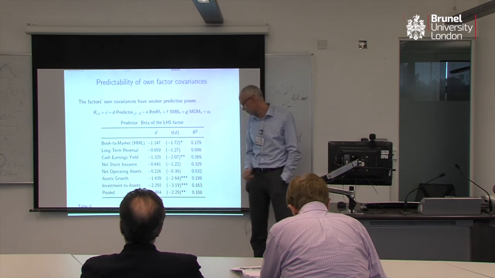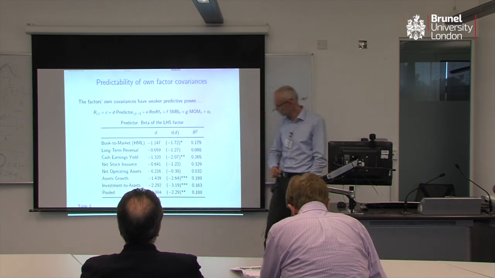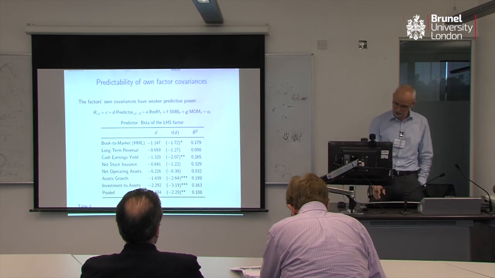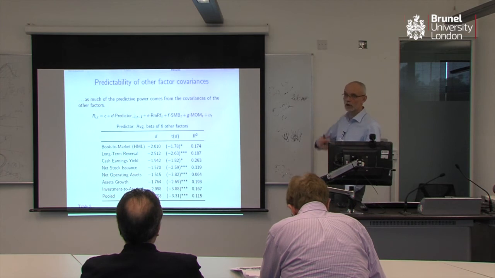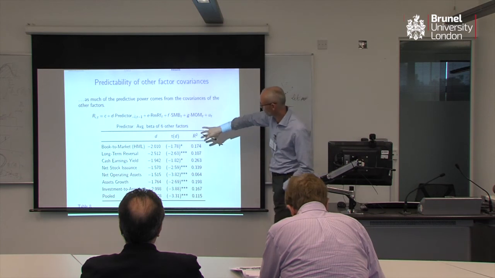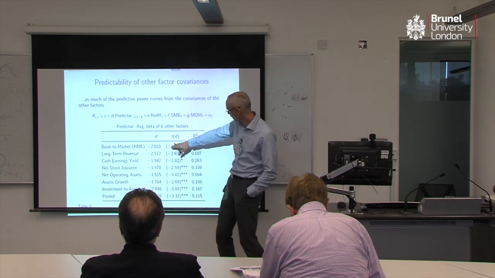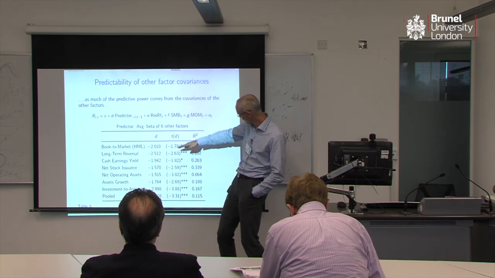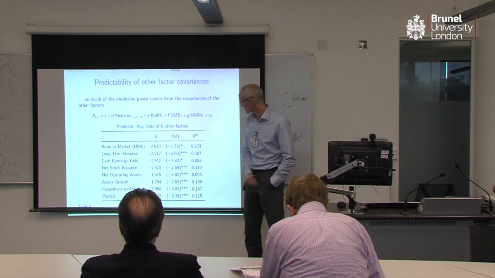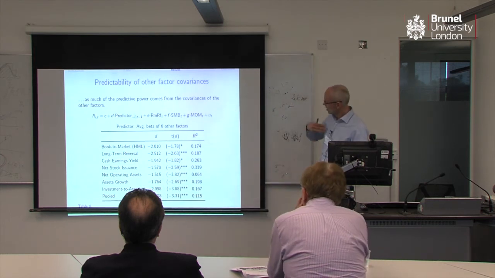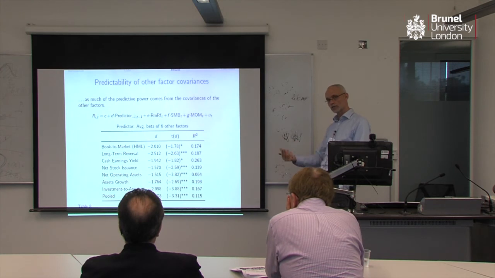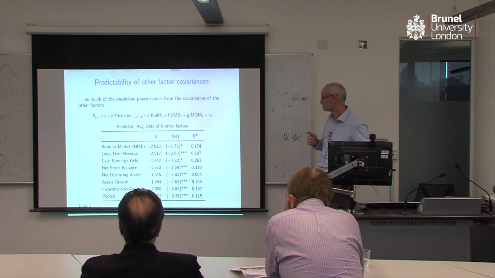It works basically, at the 1% level, only for 2 of the 7 variables. On the other hand, we do have much more predictive power coming from the covariances of the other factors. So using the 6 other factors to predict book to market is, well, book to market is maybe not the best example. It's only significant at the 10% level, but across the factors, more predictive power comes from the other factors, not the factor itself. So it's a little more subtle than just predicting the own factor.